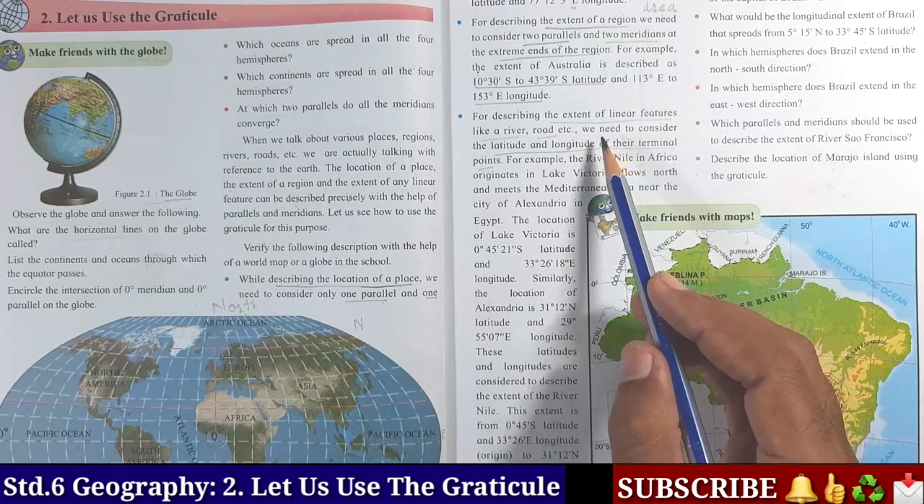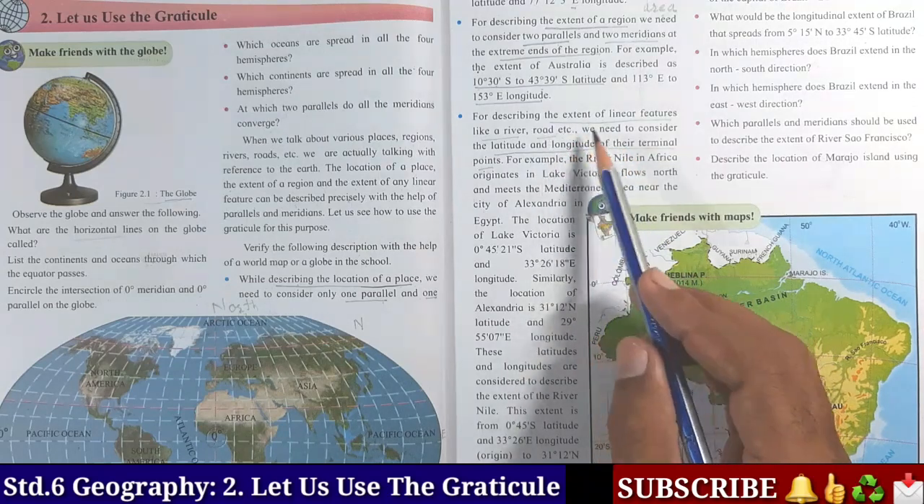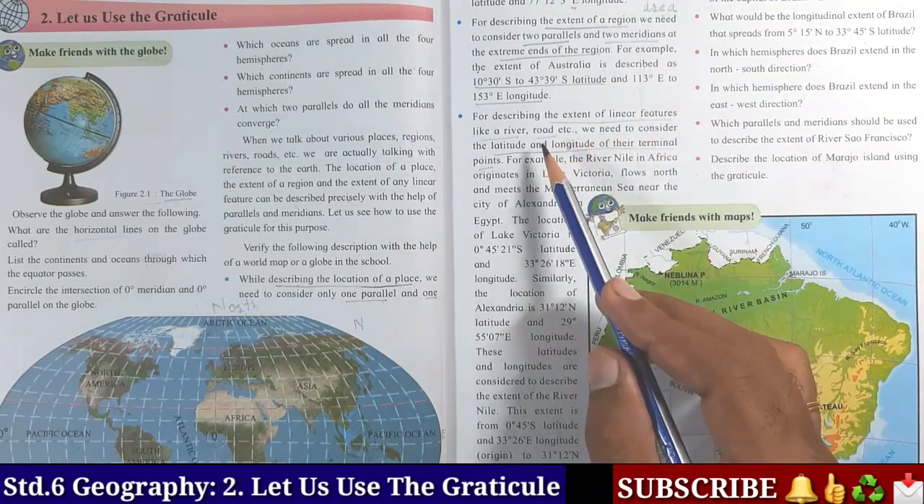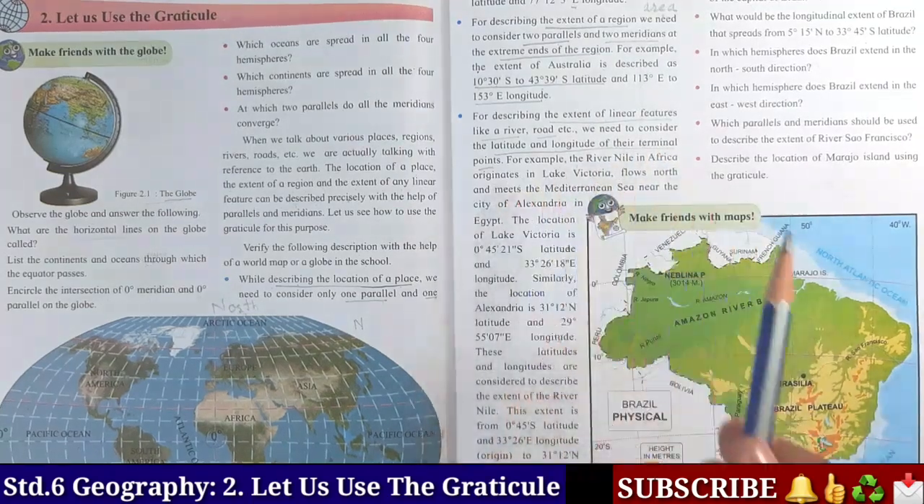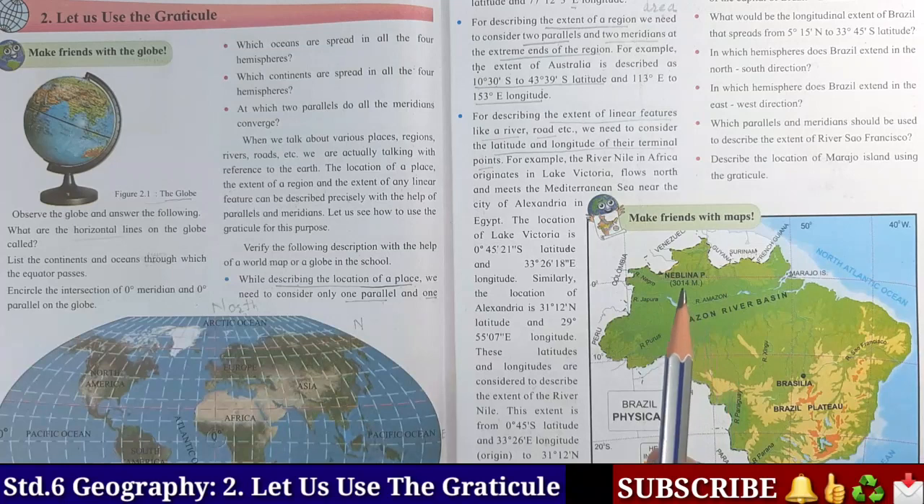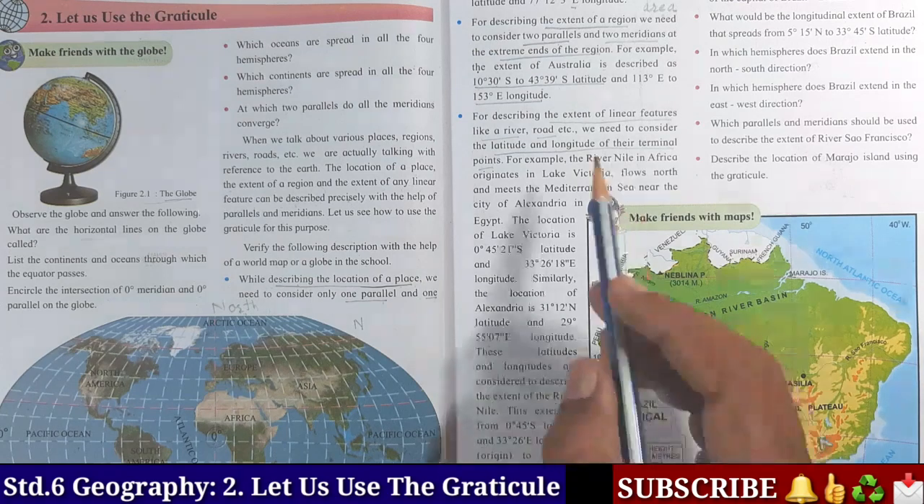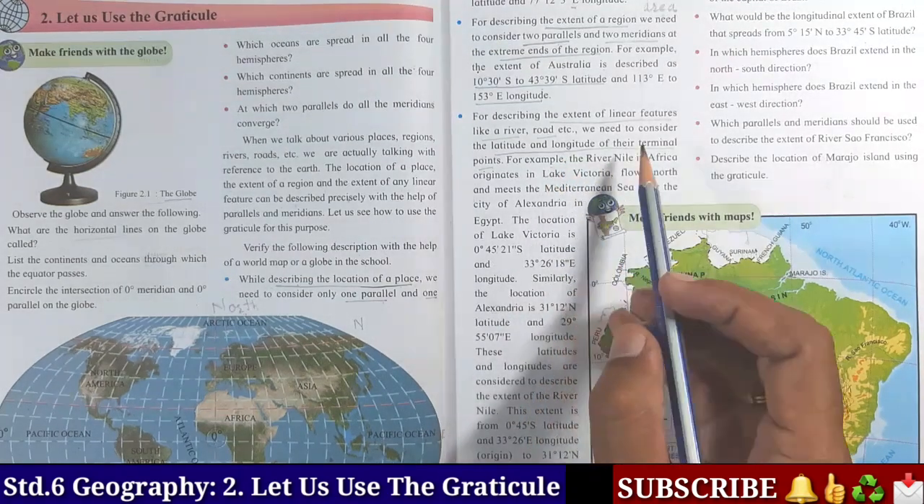Yes. So here, to locate or describe the linear features of a river or a road, we need to consider the latitude and longitude of their terminal points. Terminal points means what, students? The end point, the last point we need to consider. Okay, students, the last point of a river, the end point of a river, we need to consider here. Yes, then we will learn this with an example.